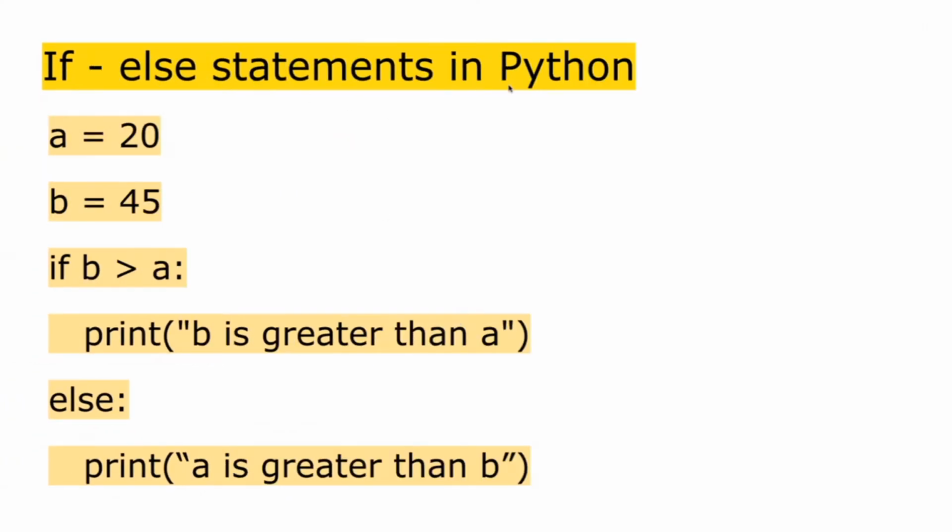Again, another if else statement example in Python: a is equal to 20, b is equal to 45. If b is greater than a, or is 45 greater than 20? Yeah, obviously. Print b is greater than a. Else print a is greater than b. So we already know what the outcome of that will be. Is everybody good so far? Okay.